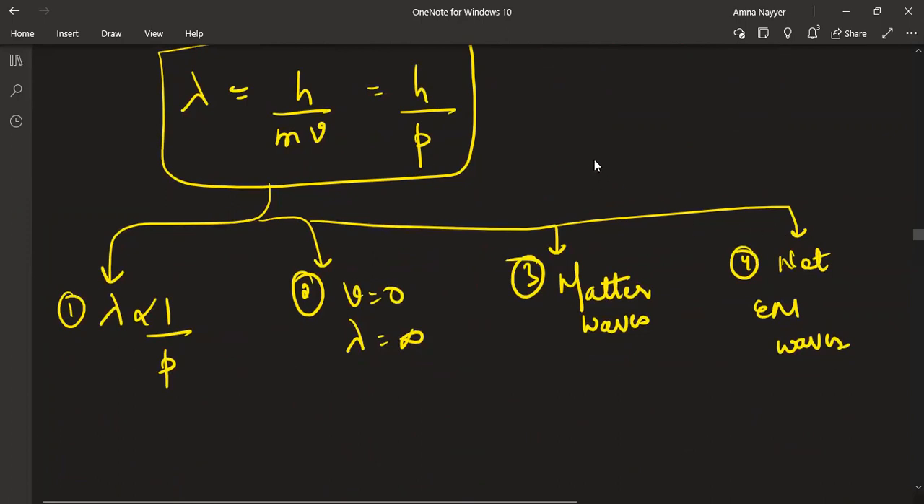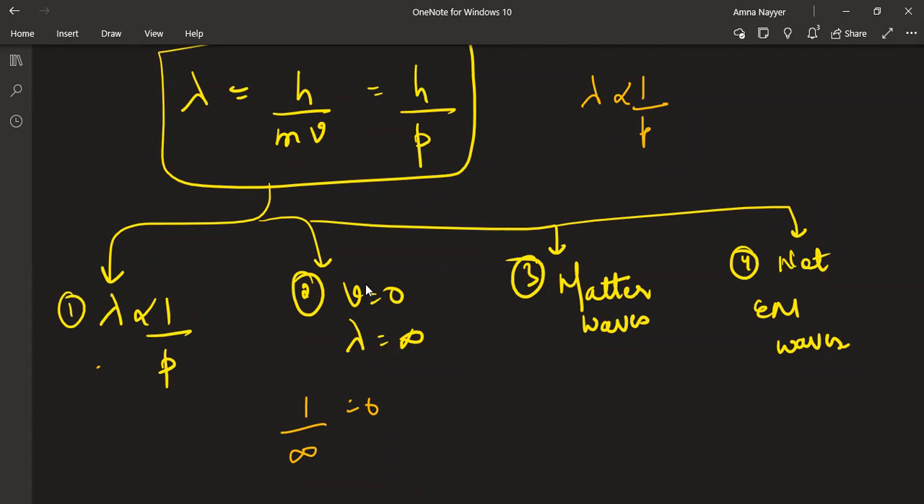Now on what factors does it depend? Lambda is inversely proportional to momentum. This is the first point: if you take velocity as 0, then 1 by 0 is infinity, which means the wavelength will be infinite. If velocity is 0, wavelength is infinite, and that is not possible. It means you can have de Broglie wavelengths only when the velocity is non-zero, that is, the body is not at rest. If it is at rest, de Broglie wavelengths will not exist because of this formula.